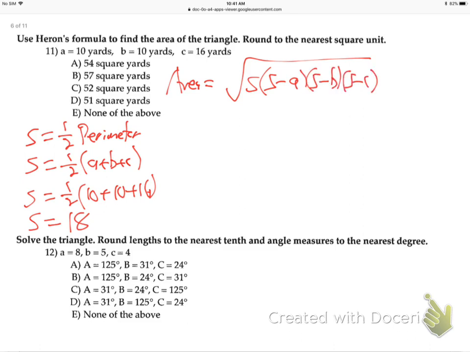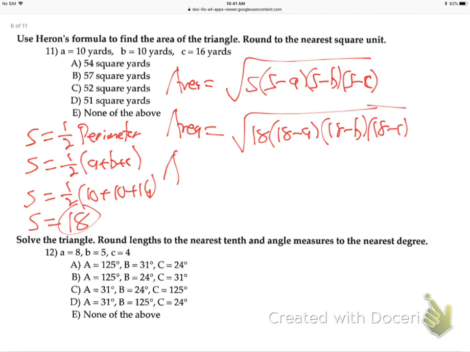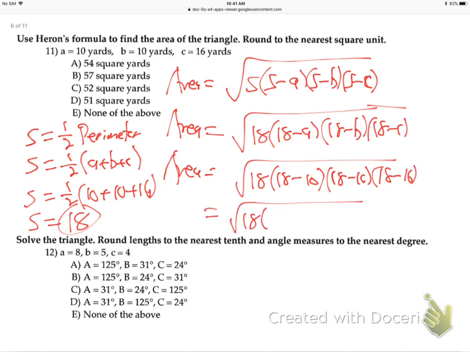You want to put that in your 3 by 5, right? Like that. And so the area is the square root of S, which is 18, times 18 minus A, 18 minus B, 18 minus C. Put in A, B, and C. So the three sides are 10, 10, and 16. Square root of 18 times 8 times 8 times 2. Hit the buttons on your calculator. I'm getting 48. None of the above? Yeah, none of the above.